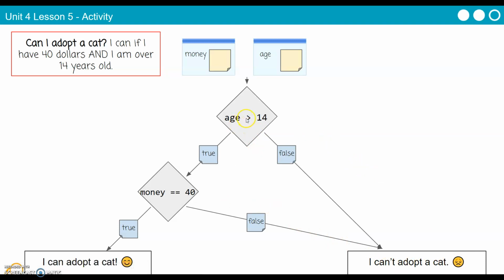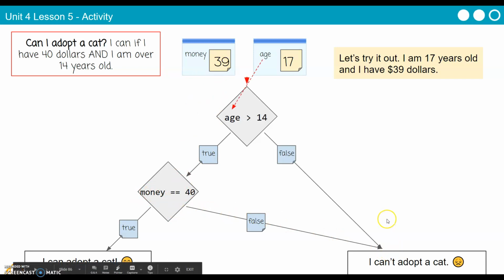We're going to combine conditional statement number 1 and conditional statement number 2 and use a logical operator, the AND, to make sure you have to have both of them true. So we're going to try this out. Money's 39, age is 17. 17 is greater than 14, it makes it true. We go this way. Money, if it's equal to 40, no it's not, so that's false, so I can't adopt a cat. Okay.